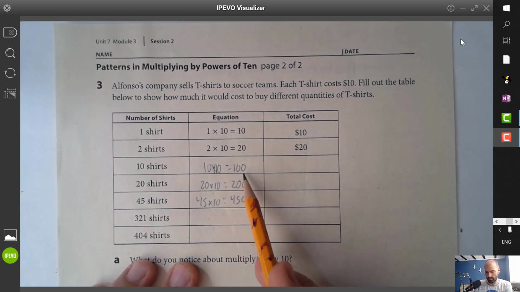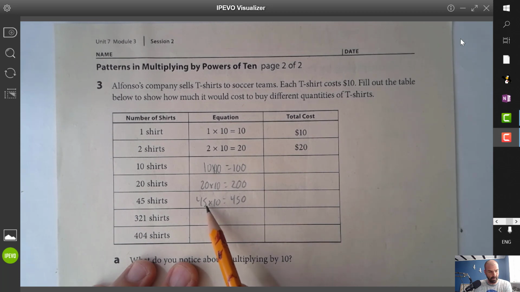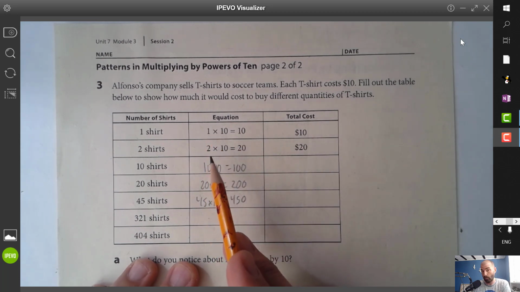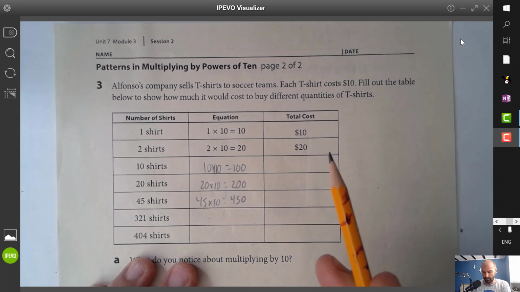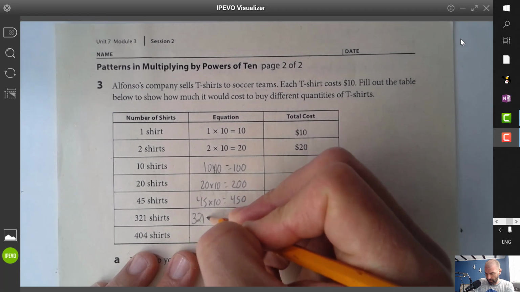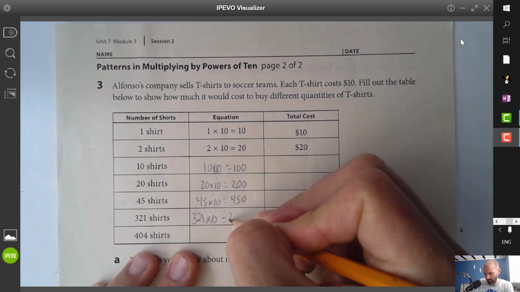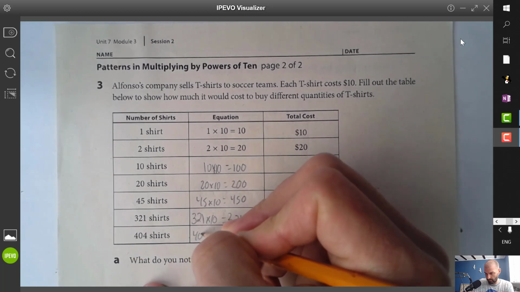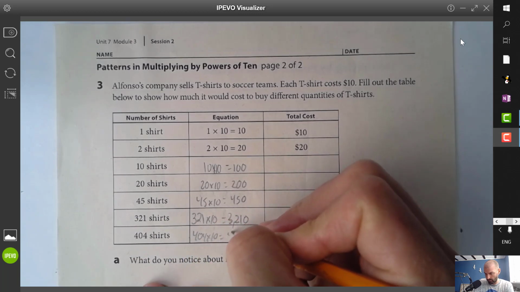And where does this 0 come from? Well, for 45, for 20, and for 10, for all whole numbers, there is a decimal point and zeros that we don't write. That would just take too long. Inefficient. 321 times 10, all of my digits shifting one spot to the left, so that's 3,210. And 404 times 10 is going to give me 4,040.